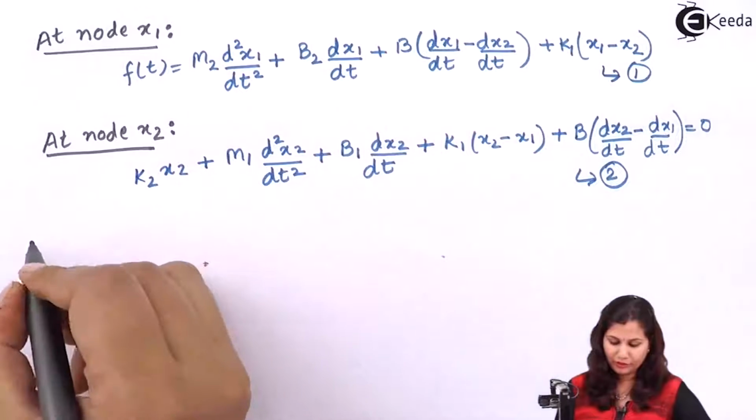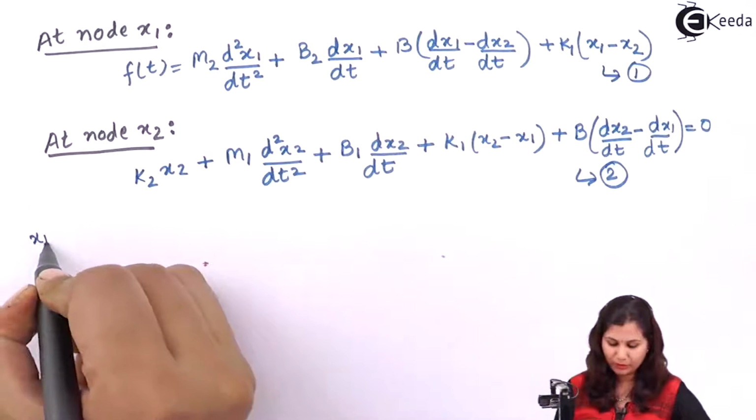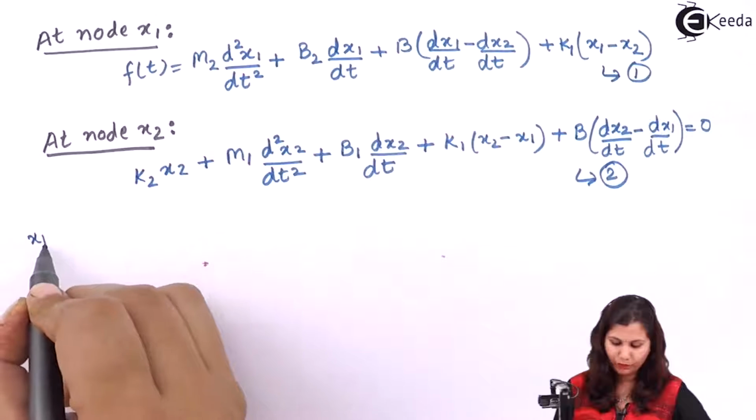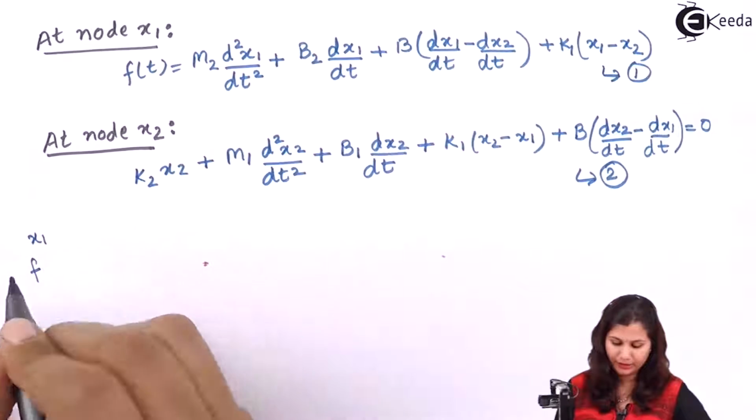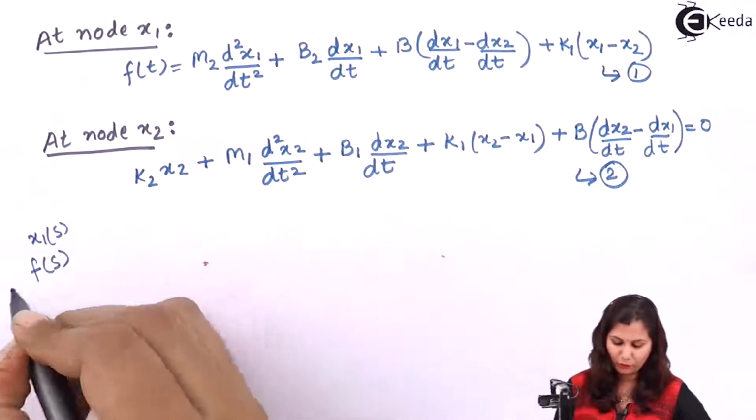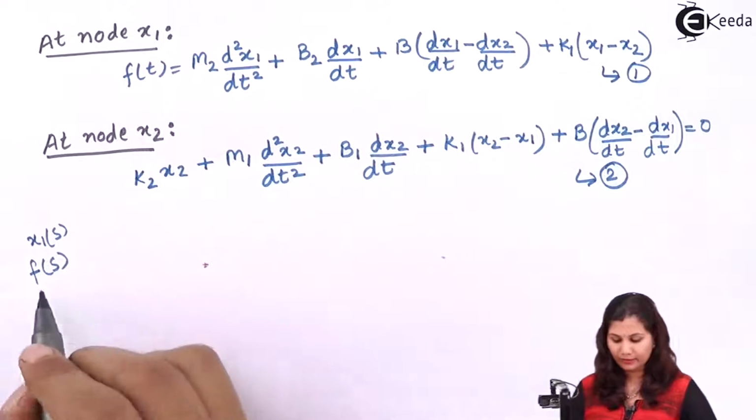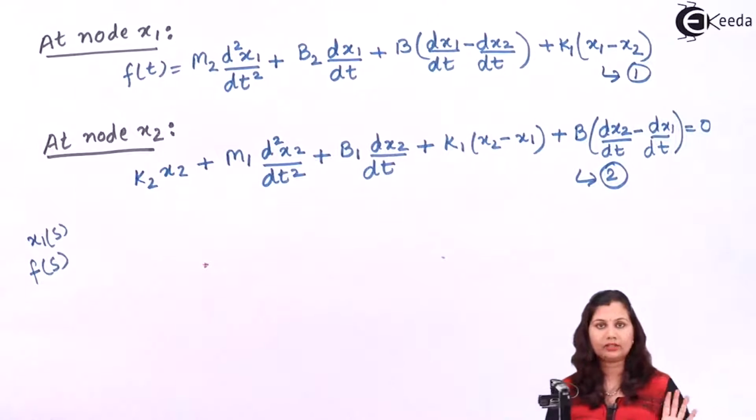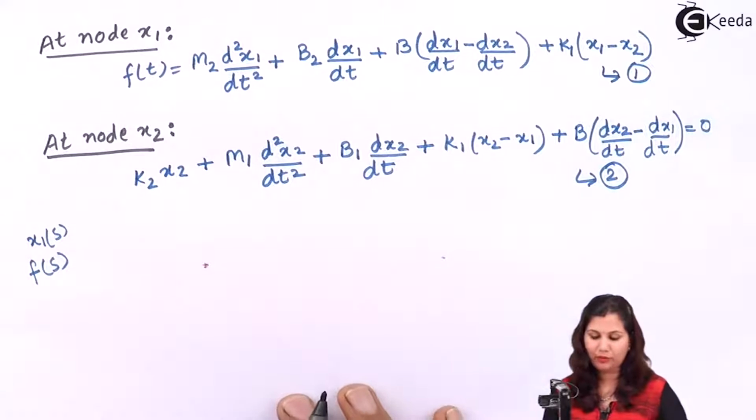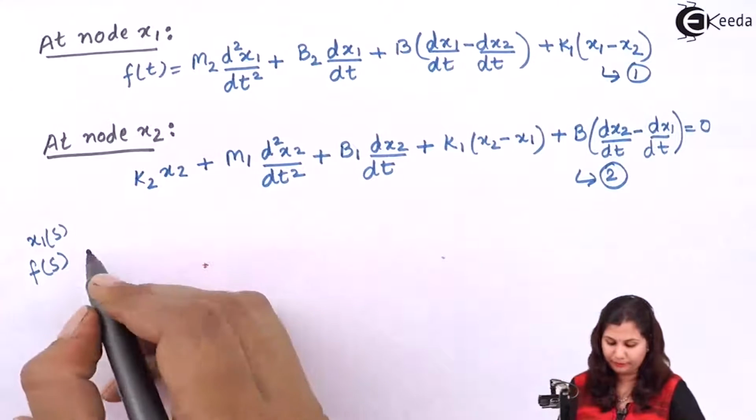So the transfer function will be, the output is x1 and the input is the force. So getting their Laplace transforms, we will get their ratio, and we will get the transfer function. So first, take the Laplace transform of the first equation.